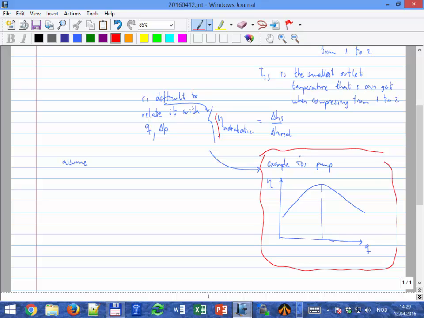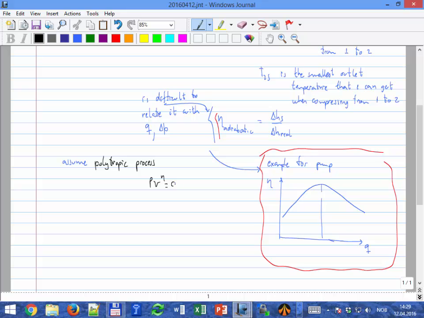So people came up with the polytropic process as a best way to approximate, and for this polytropic process they managed to find a relationship between rate and pressure. Okay, so assume a polytropic process. I'm changing color here just to see if you're awake. Assume a polytropic process.